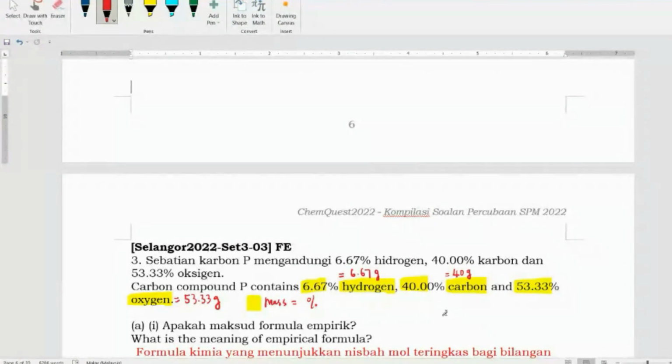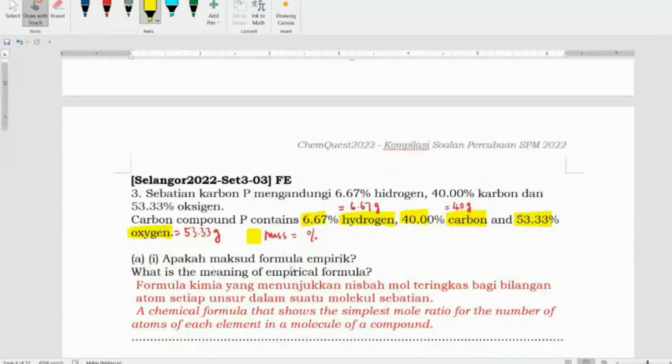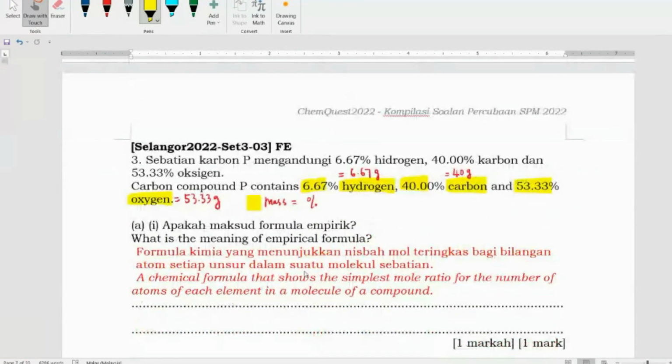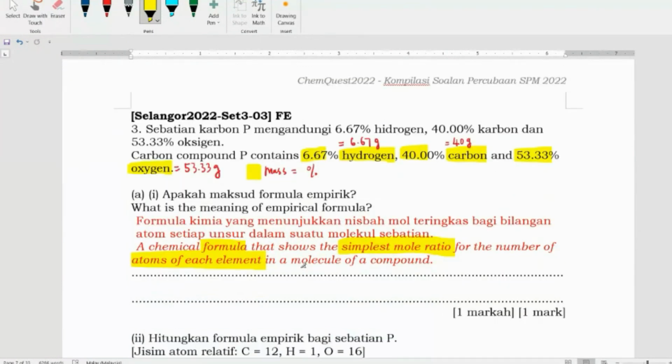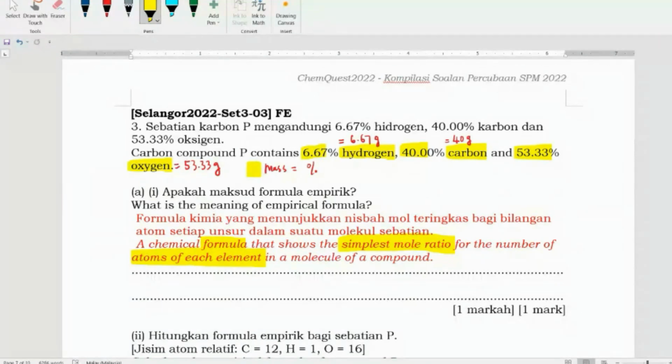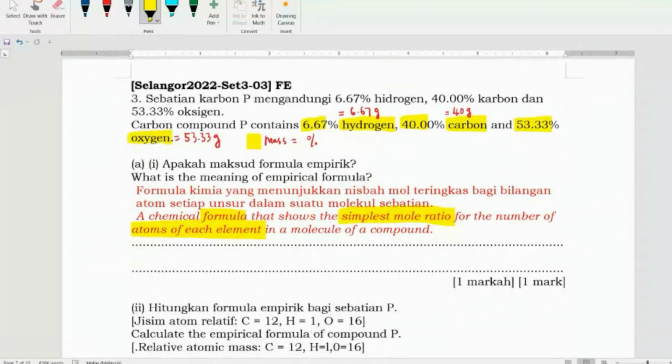Okay, first question, what is the meaning of empirical formula? We have discussed it previously. The empirical formula shows the simplest ratio of atoms of each element in a compound.